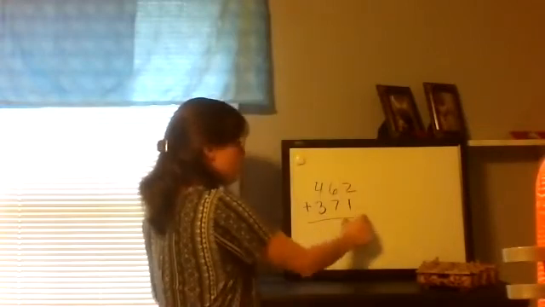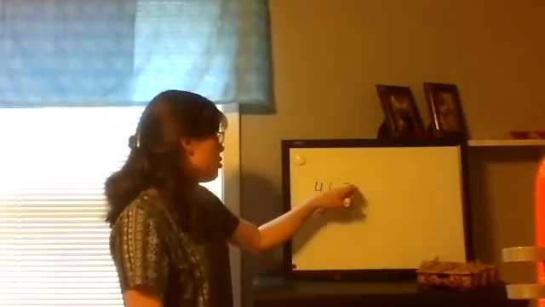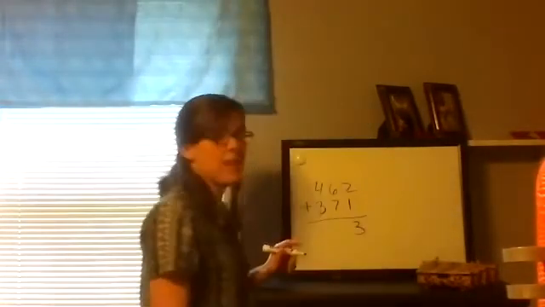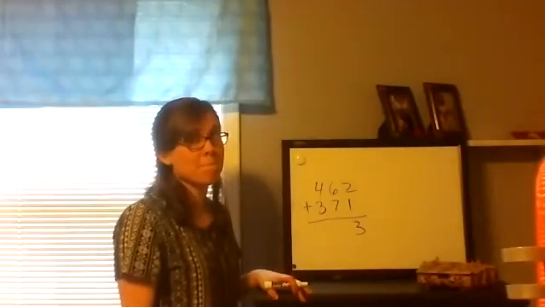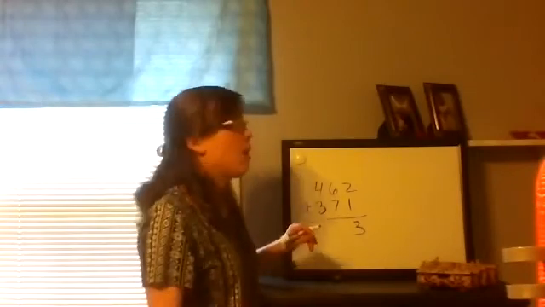We're going to do 462 and 371. I made sure my ones are lined up, my tens are lined up, and my hundreds are lined up. So 2 plus 1, 3. 6 plus 7, that's right, 6 plus 7 is 13.